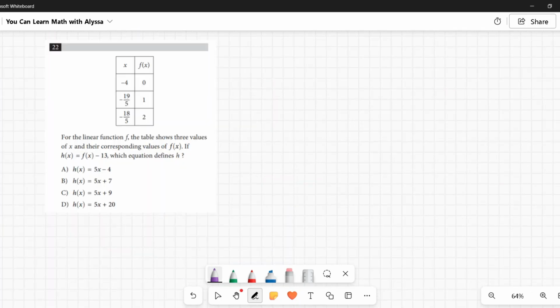Number 22. For the linear function f, the table shows 3 values of x and their corresponding values of f of x. If h of x equals f of x minus 13, which equation defines h?